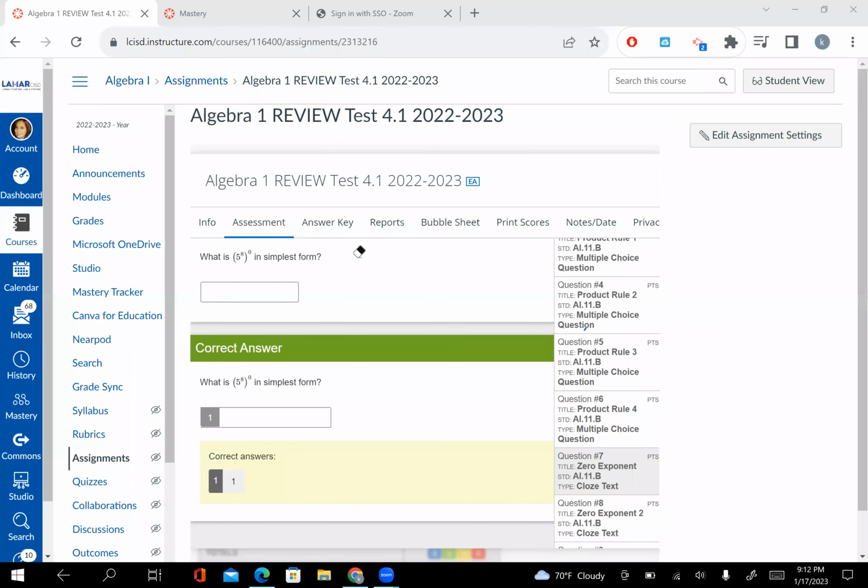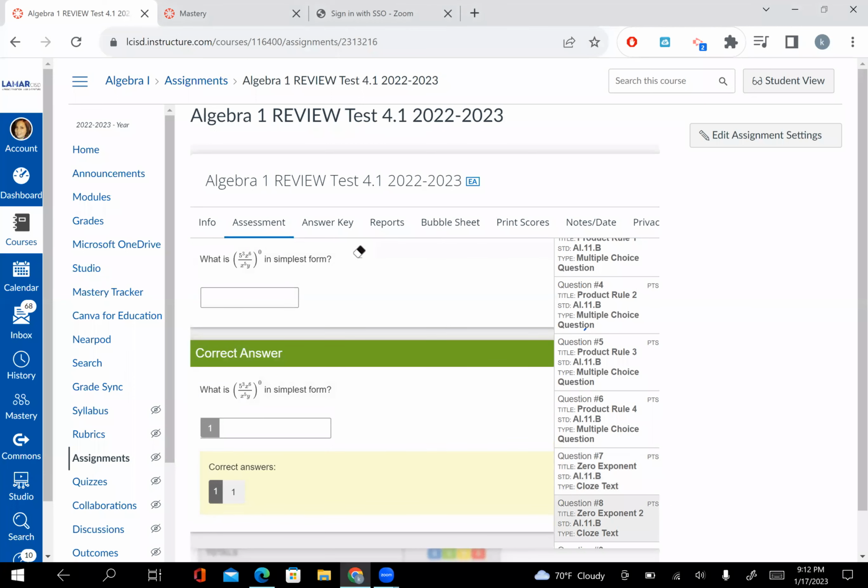Okay, so again, look at this. This looks complicated. We haven't done this kind of problem yet, right? But what do we know? Anything to the power of 0 is always going to be 1. I don't care what's inside there. If you have that power of 0, it's always going to be 1.